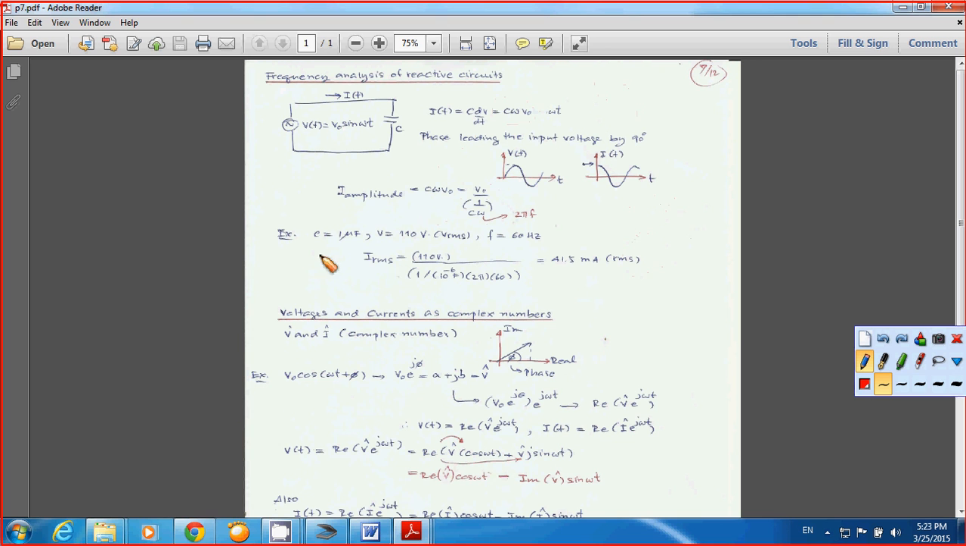Let's take a look at the example here. When you have C equal to 1 microfarad, voltage equal to 110 volts RMS, and f equal to 60 Hertz, you have I RMS equal to 41.5 milliamps RMS. Okay, this is just the starting point. Let's get into the frequency analysis of reactive circuits.